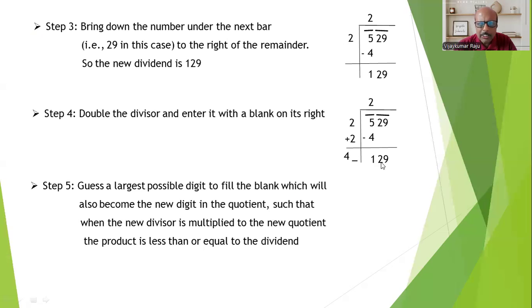Now you see here the last digit is 9. So 9 is an odd number. So 3 3s are 9. So let us try 3. See here. This is how so much is done.